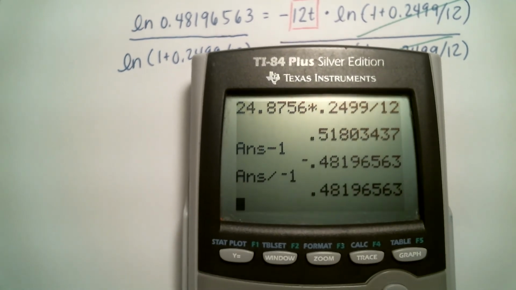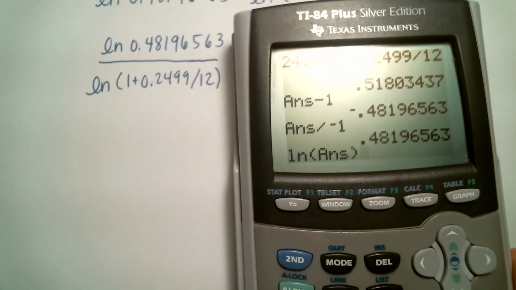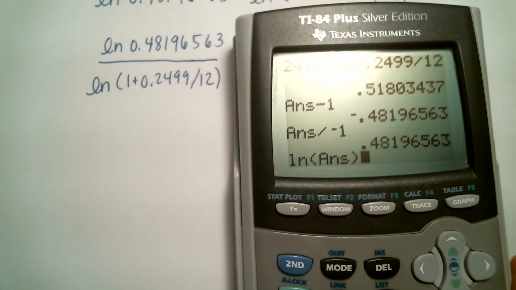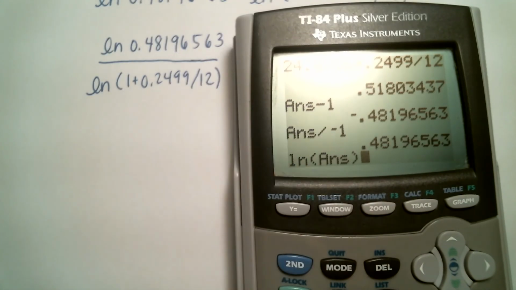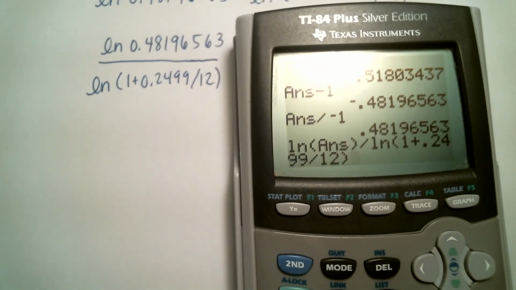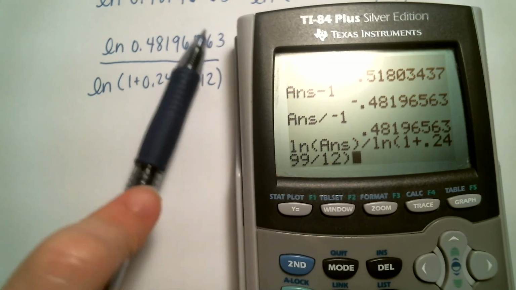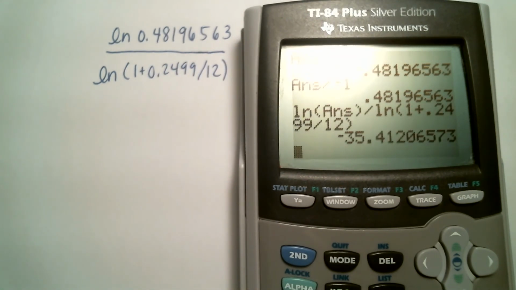And now I'm going to take the natural log of that quantity. Again, you could type in the decimals if you wanted to. You have to use the whole decimal expansion here. So you're going to take the logarithm. This is the numerator. Now we're going to divide that by the natural log of 1 plus 0.2499 divided by 12. This is going to give us the quantity on the left side. So here we go. This is what you should get.